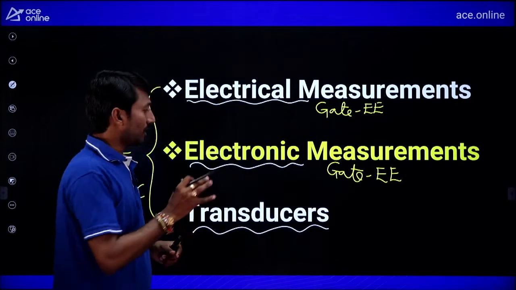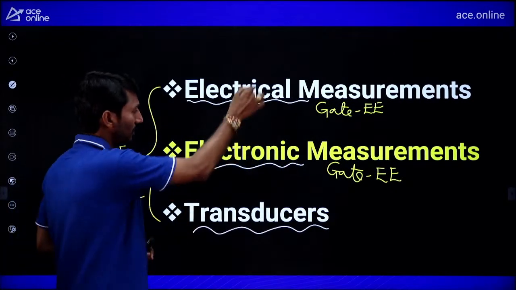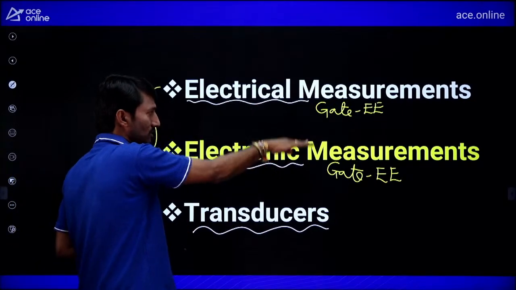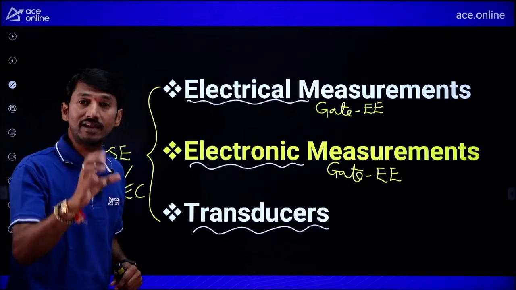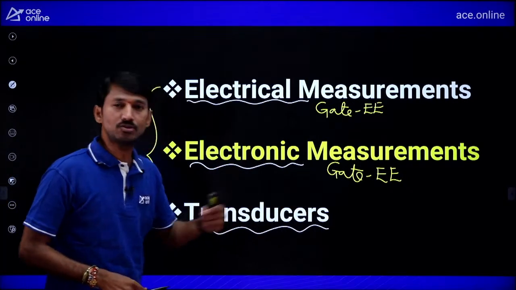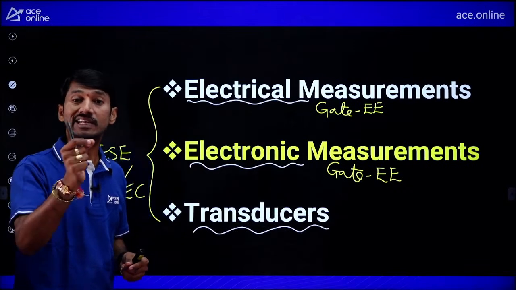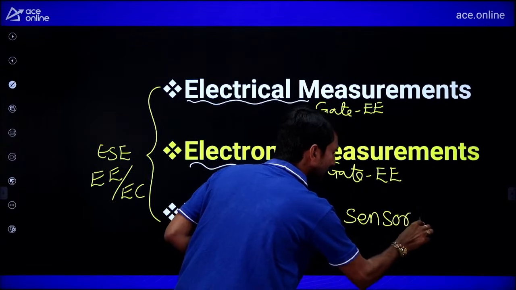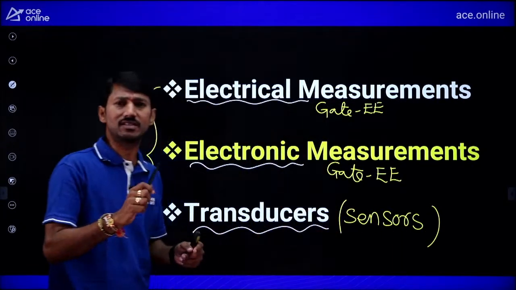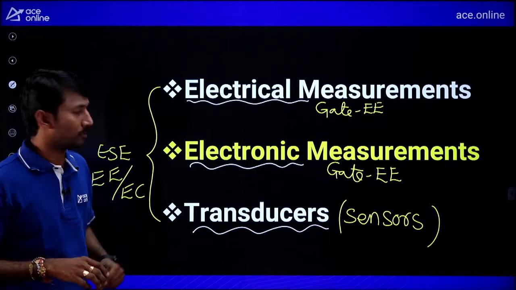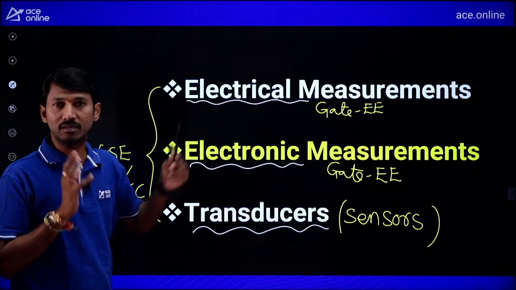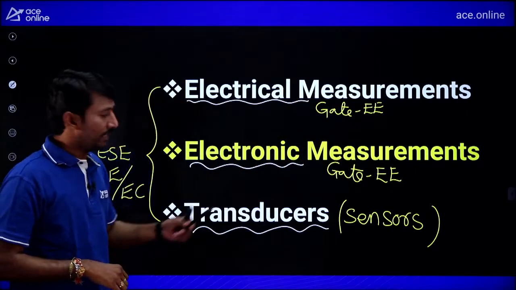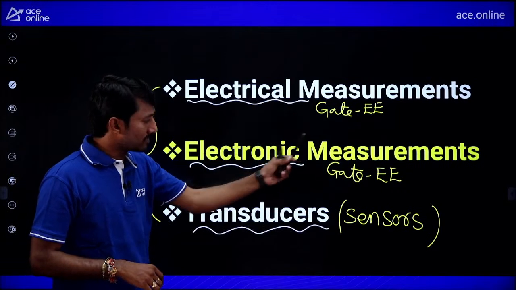And if you come to the instrumentation people, these three parts are given as two different subjects. Two parts are given as electrical and electronic measurements, and the transducers part is given as sensors and industrial instrumentation, or in normal language we say the sensor subject. All three parts are there in measurement, but for GATE electrical people only these two parts. Instrumentation people have these two parts along with this also.